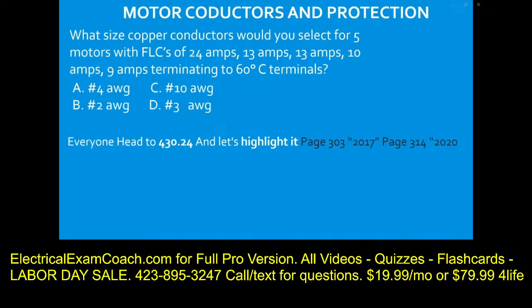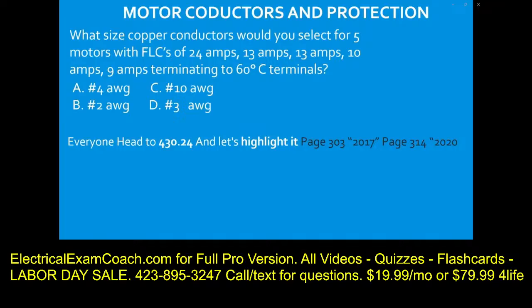We're going to go there and do some strategic highlighting. Pause the video now if you need to. Okay, so when we get to 430.24, we're going to read the black bold heading. It says several motors. Okay, so what we're dealing with is when we have more than one motor. First off, I want you to highlight in the black bold heading the words several motors, if you're allowed to highlight in your state, okay?